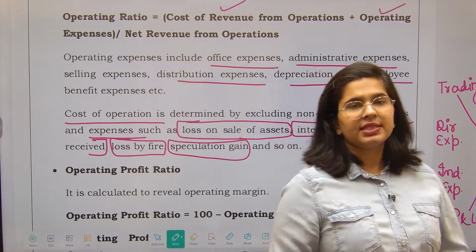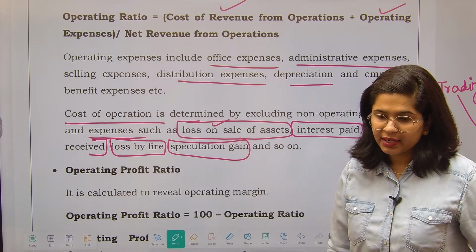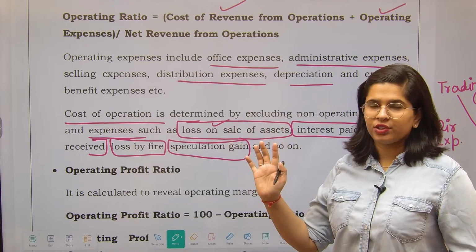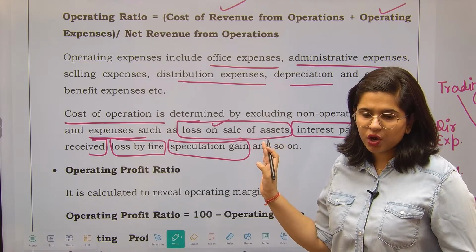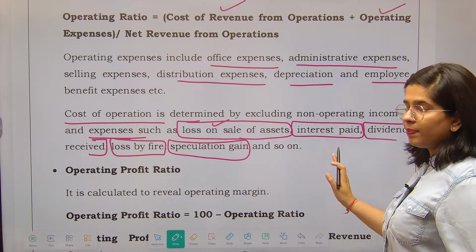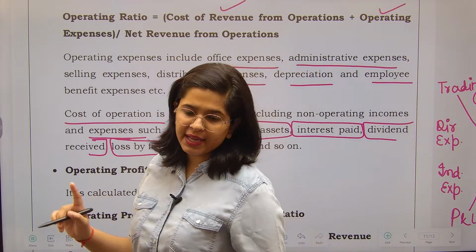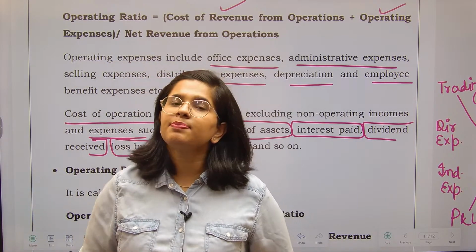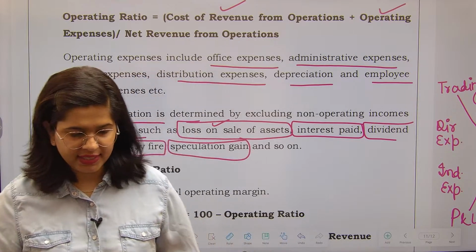If you are purchasing or selling any particular asset and you have incurred loss on it, this is not an operating activity. You have not incurred that loss because you are doing the business of medicine manufacturing, right? So hence it is called investing activity. So all such things should be excluded. That means non-operating incomes and non-operating expenses should be excluded, and then you will get the cost of revenue. Yes, very good, Nivedita. Taxes paid is an operating activity. Okay, taxes paid is an operating activity.